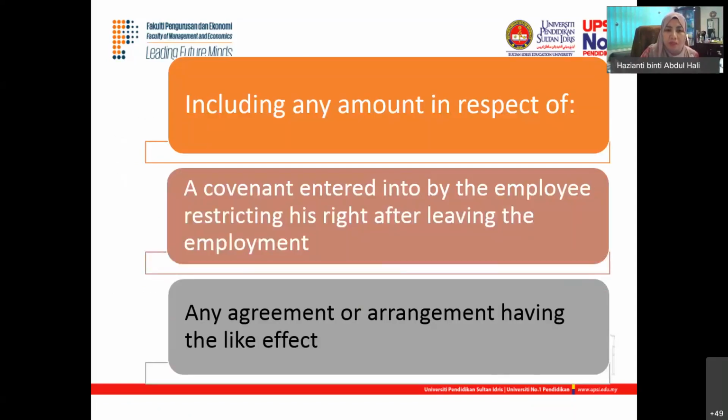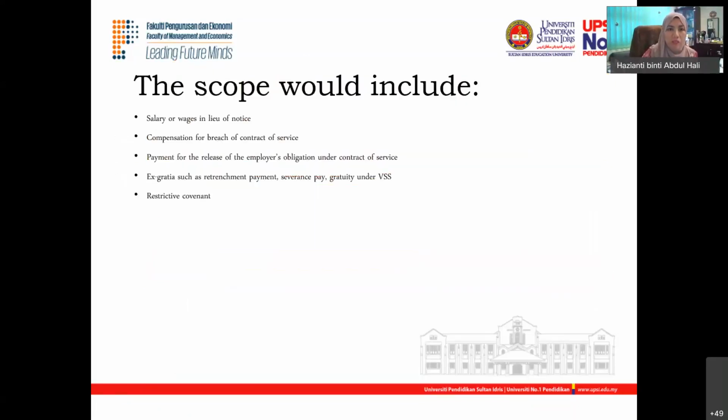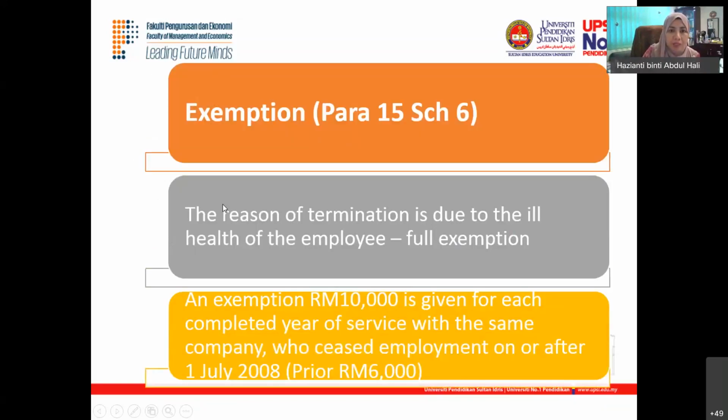Okay, so in the compensation, it will include any amount in respect of covenant entered into by the employer restricting his right after leaving the employment, or any agreement or arrangement having the like effect. So the scope will include ini macam tadi lah, salary, wages, compensation for breach, restrictive covenant kalau ada. Exemption. Kena buang kerja or terminated from the work due to ill health. Full exemption. Just like retirement, you get pension, tapi early retirement because of ill health, then that pension is exempted. Sama dengan if you get terminated due to the ill health, that would be exempted.